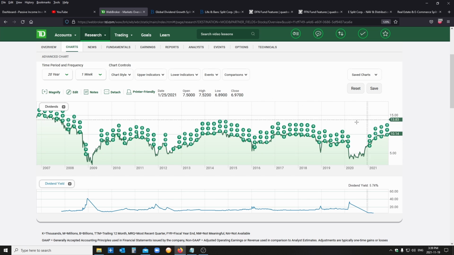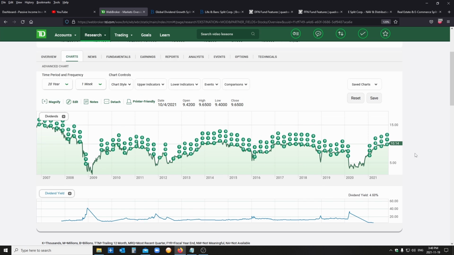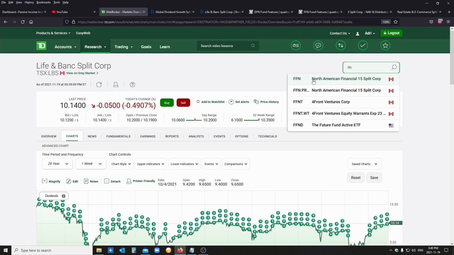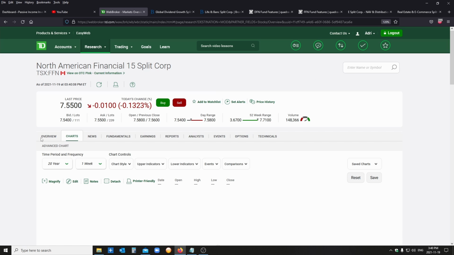The best example would really be in 2020. In 2020, the financial sector crashed, and you have a little pocket here. You could clearly see where there's no little D's, there's no dividend. So we got our dividend for January, for February, but then the next one is in November. So there's 8 months of missed dividends here with LBS. So this is a good example. If you want to check out another one, you have FFN. We could just check out FFN real quick, which is also financial.